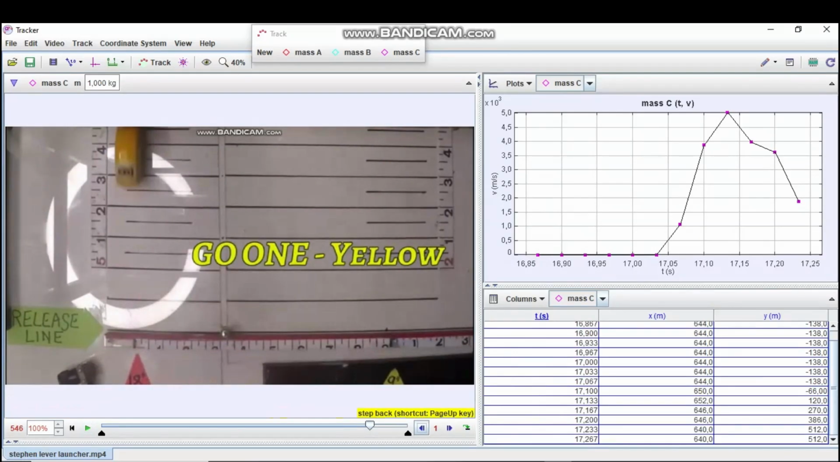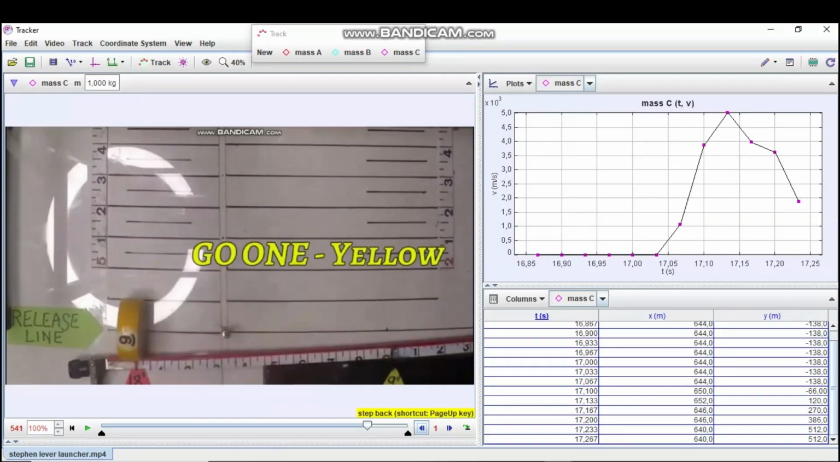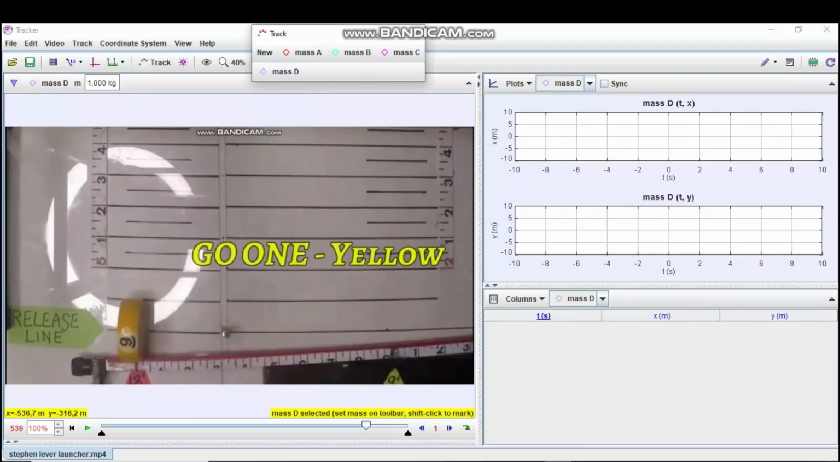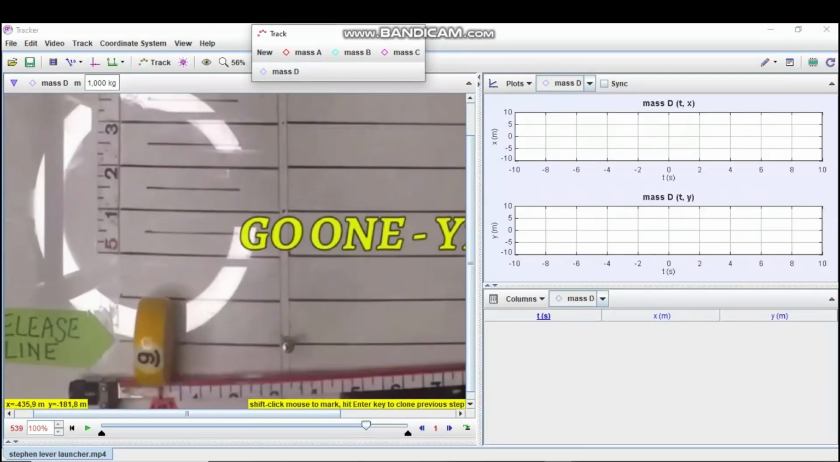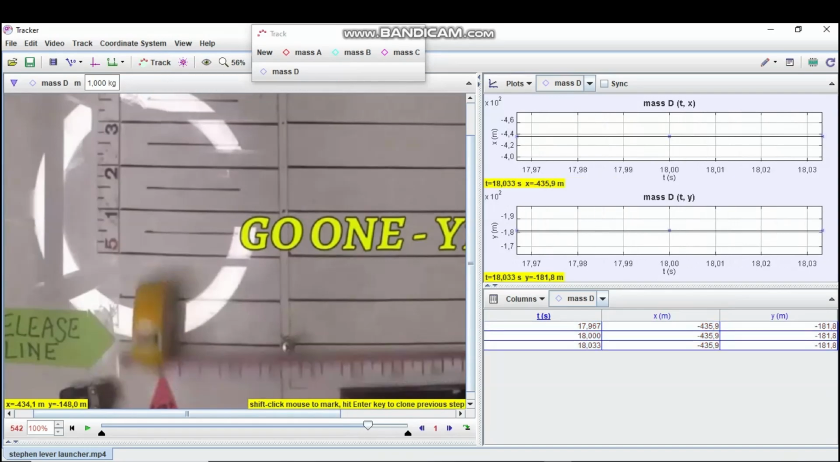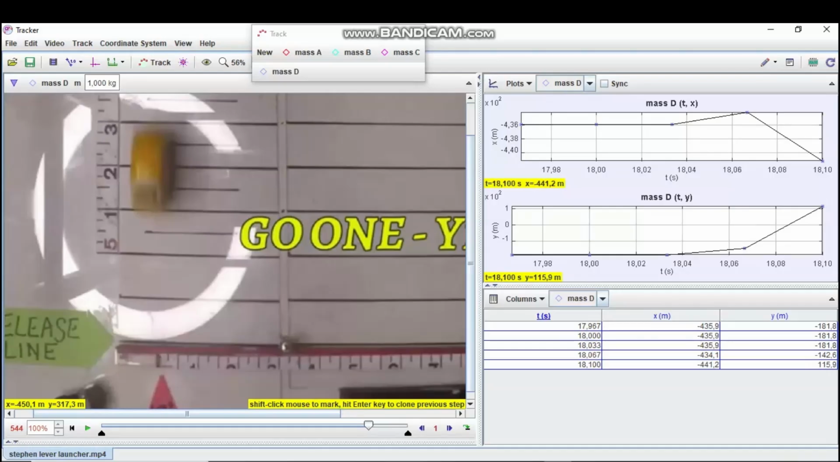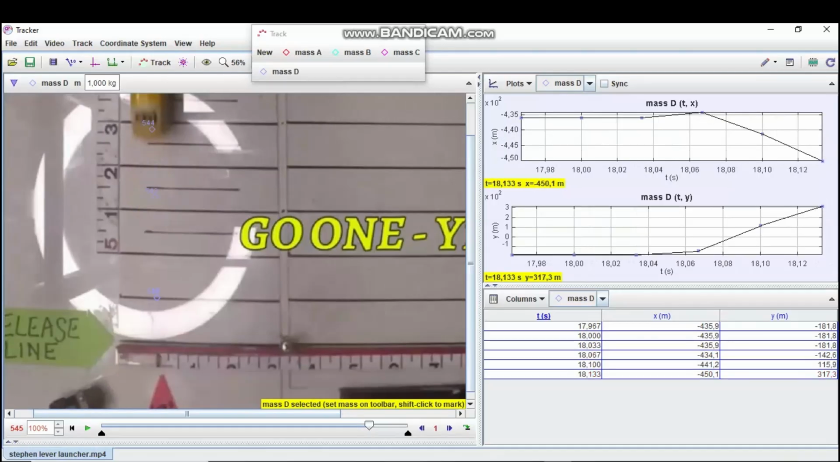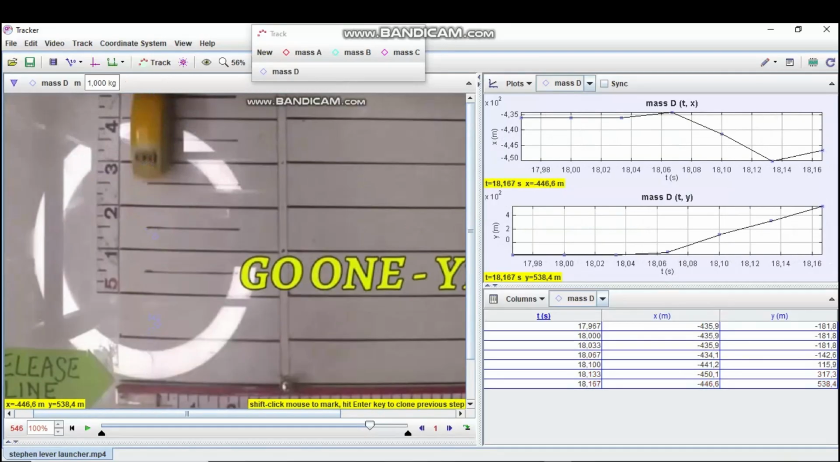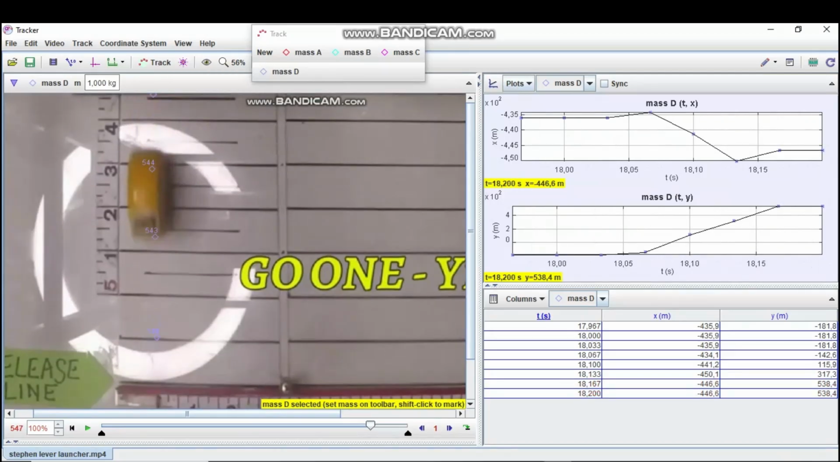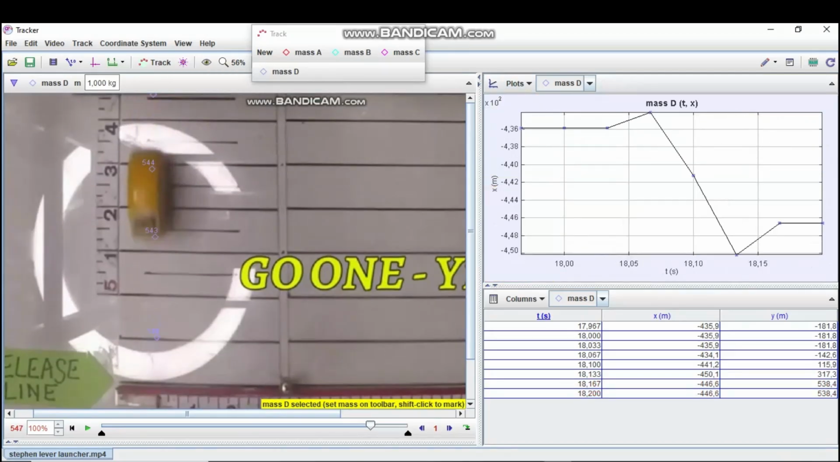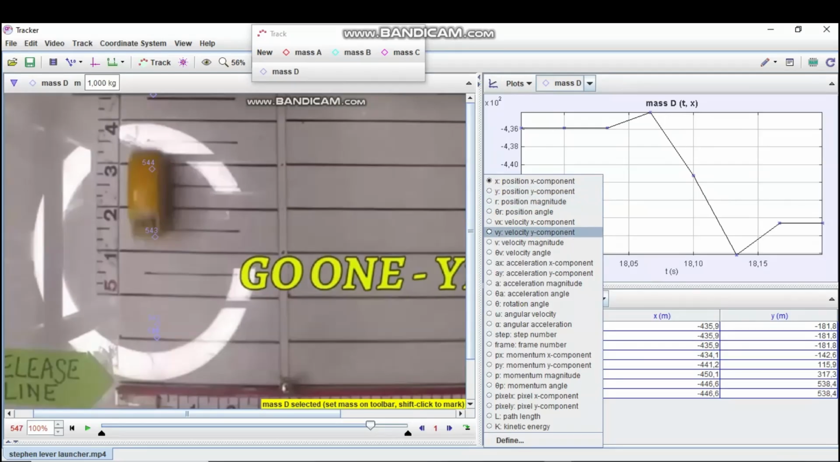Oh, gotta go back. Right. Then we add another track. There we go. And then we start tracking the top of the ball. It's a little bit vague, but I can still see the edge pretty much. We are already at the top, and there we go. Turn that into a velocity graph.